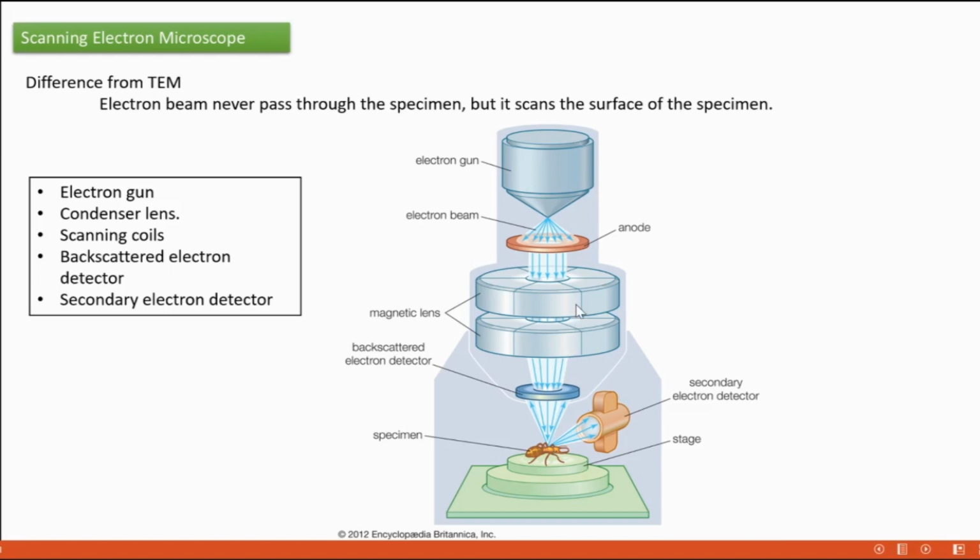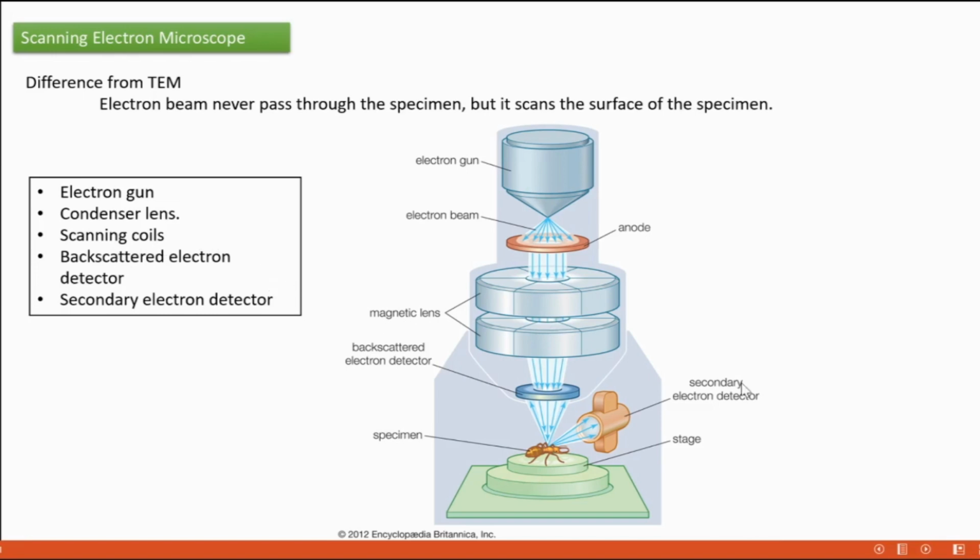And here the condenser lenses are magnetic ones. They direct the electron beam precisely on the specimen, narrowing the beam to fall on the specimen. That's the function of condenser lenses. And after passing the condenser lens, the beam passes through some scanning coils also. The scanning coils' function is to deflect that beam.